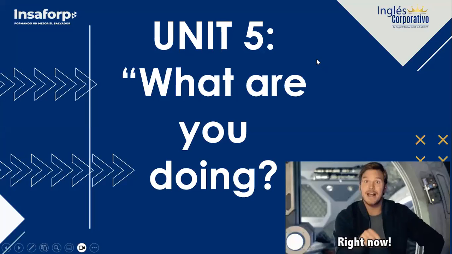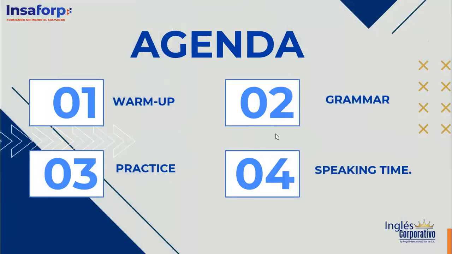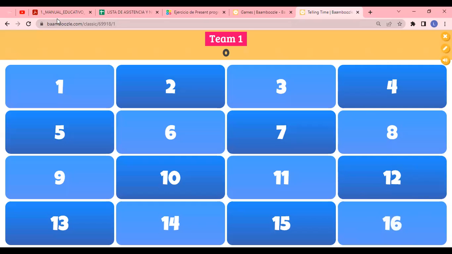Okay, what are you doing? And this is the agenda, super short. And to start, we are going to review the time, as I told you, okay? So in order to review the time, I have some numbers. You have to tell me one number. And when you say the number, it will appear like a clock. And you have to tell me the time. So let's start with Mr. Joel. Joel, tell me one number, please, mister.